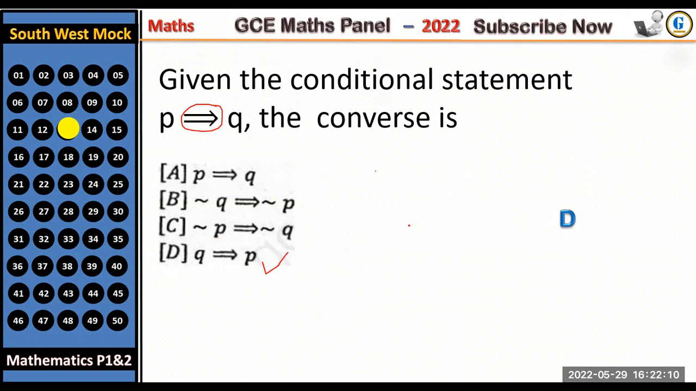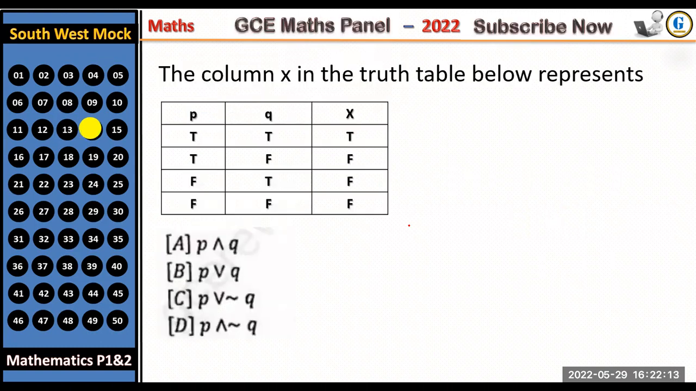Question 14. The column X in the truth table below represents... this is the column X. So what does this X represent? Now we can start with this X. Only one value is true, so we can be thinking already of an AND statement. When P is true, Q is true, X is true. If P is true and Q is false, X is false. If P is false and Q is true, X is false.